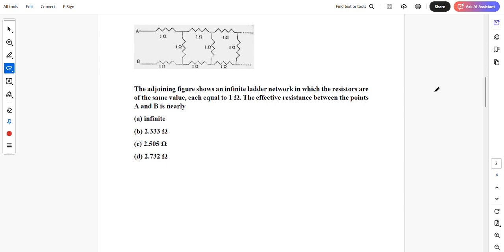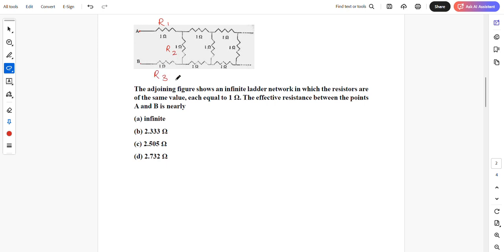So this is the first problem. What it is saying, you are supposed to calculate the equivalent effective resistance between the points A and B. Where is A? A is here and B is here, right? Now call this as R1, this is R2 and this is R3.